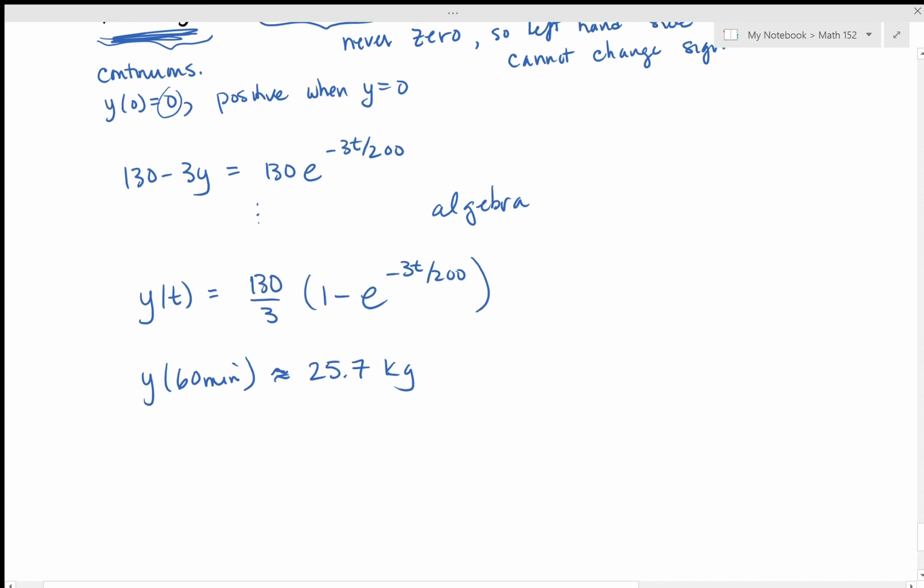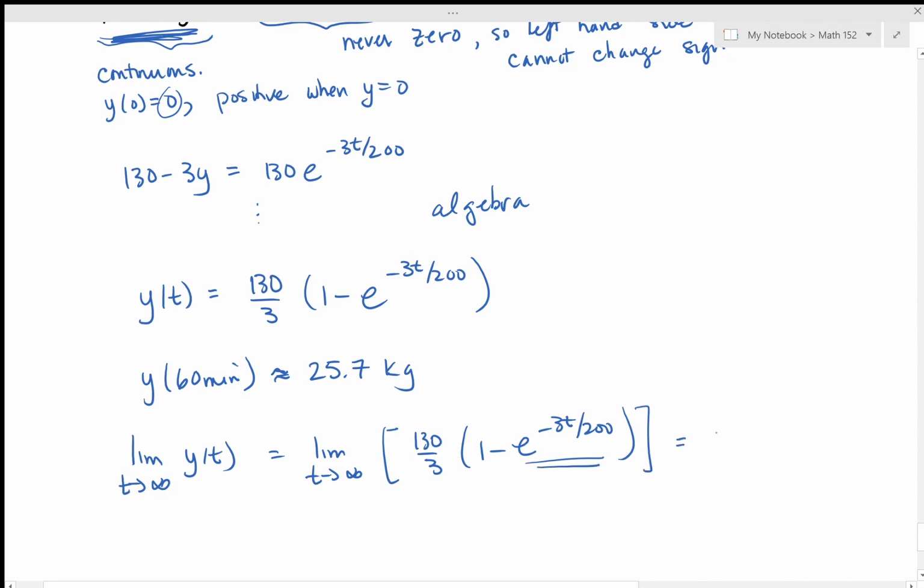And then I think a little bit more interesting question is, what is the limit as t goes to infinity? So this is like, what is the steady state solution? After a long period of time goes by, how much salt will be in the tank? It'll be the unchanging steady state near the end. You could take that limit as t goes to infinity of 130 over 3 times 1 minus e to the minus 3t over 200. As t gets very, very large, this thing goes to 0. So this limit is 130 over 3, which is approximately 43.3 kilograms.